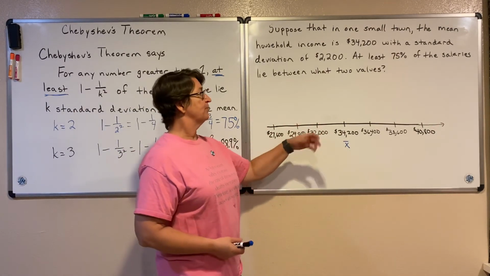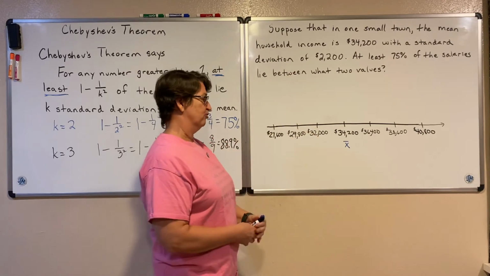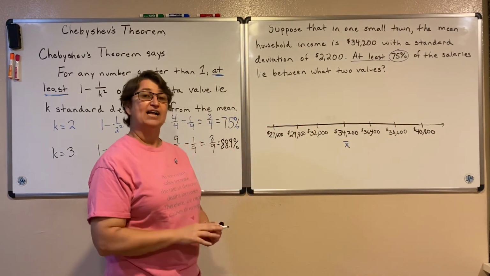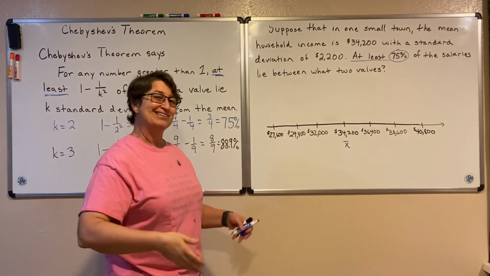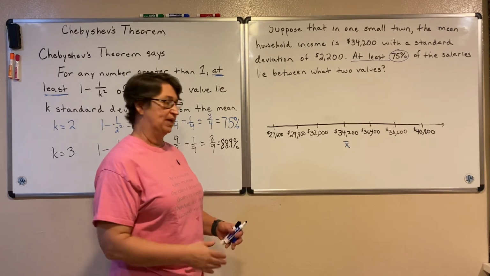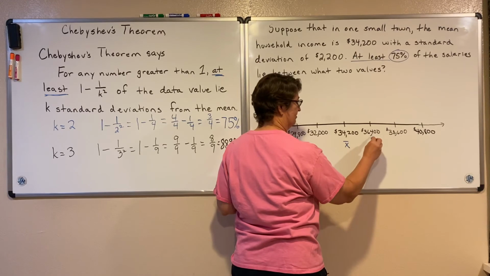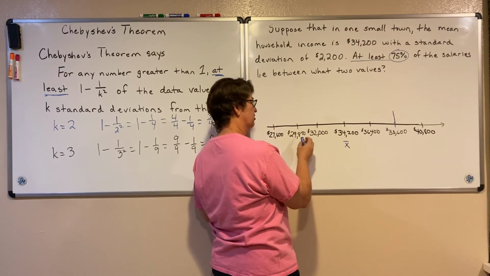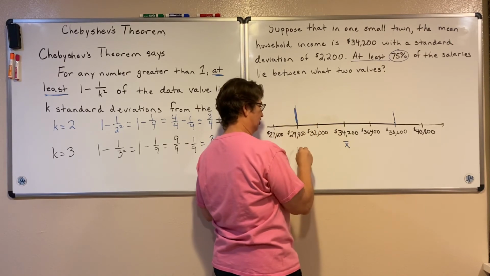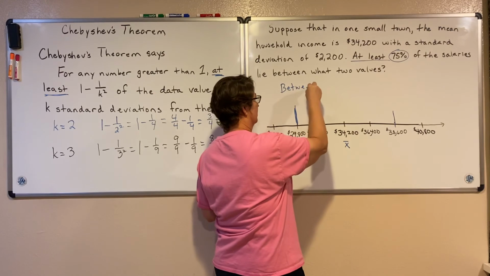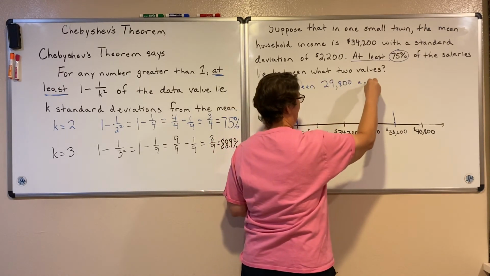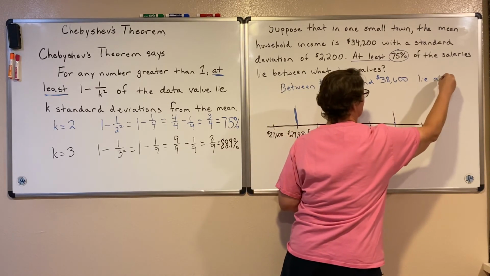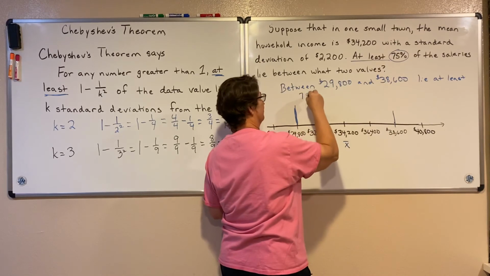Then we can answer this question. At least 75% of the salaries lie between what two values? Well, we see that at least 75%, and we're going to think to ourselves, that's two standard deviations out. We know that at least 75% of our data is within two standard deviations from the mean. So I'm going to go out two standard deviations. This was one standard deviation. There's two standard deviations. And I'm going to go backwards two standard deviations. One standard deviation, two standard deviations. So I know between 29,800 and 38,600, between those two values lie at least 75% of the salaries.